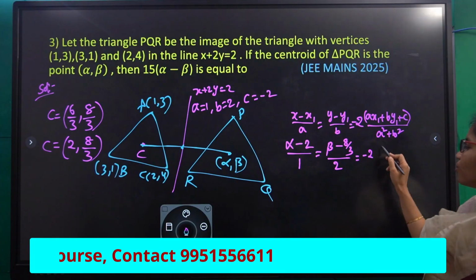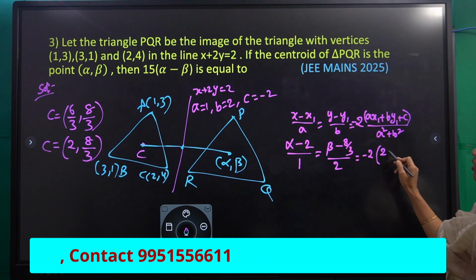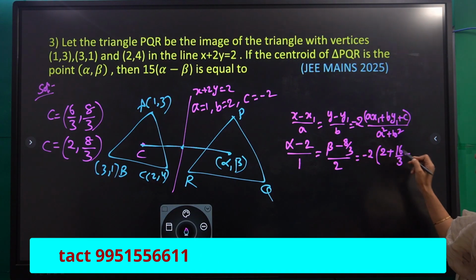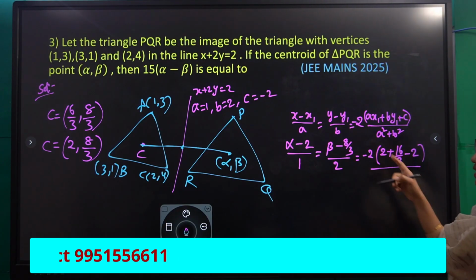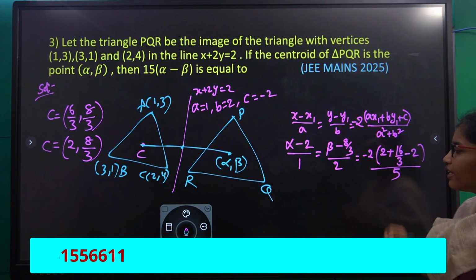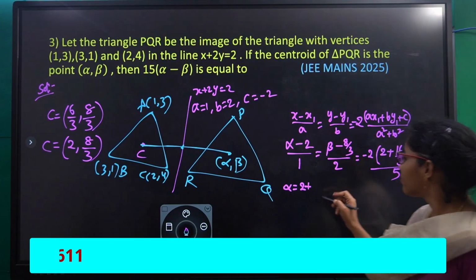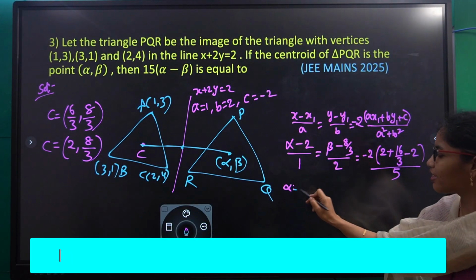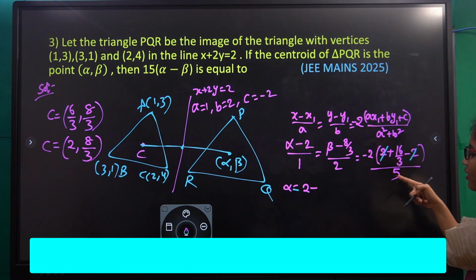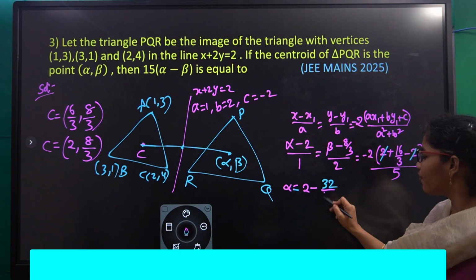And which is minus 2 times (a x1 plus b y1 plus c): 1 into 2 is 2, plus b by 1, 2 into 8 by 3 is 16 by 3, plus c, so minus 2, by a square plus b square. What is a? 1. b square, 2 square, so which is 5 here. Right? So now alpha equals how much? 2 plus, minus 2 comes to this side, plus 2 minus how much? 2 minus 2 got cancelled. 16 by 5, 3 fives are 15, 16 twos are 32. Right? So minus 32 by 15.